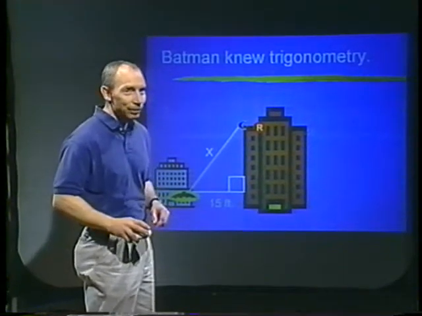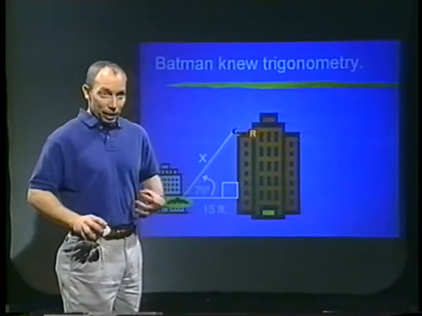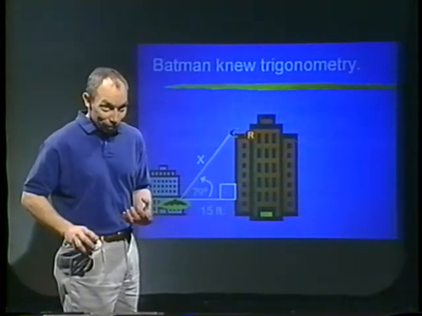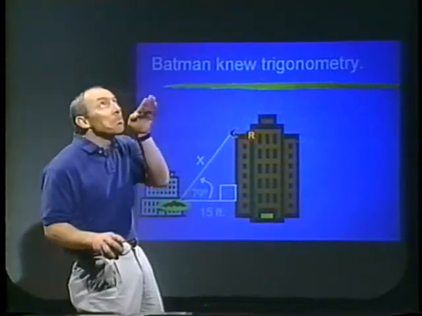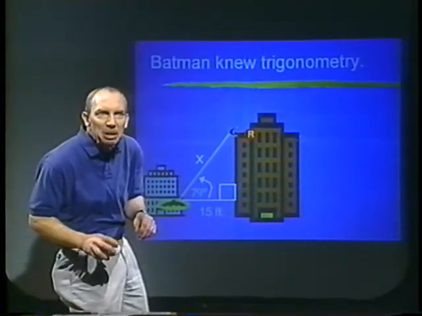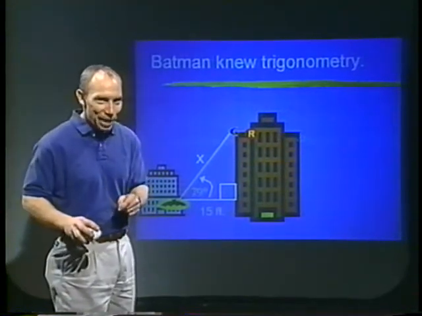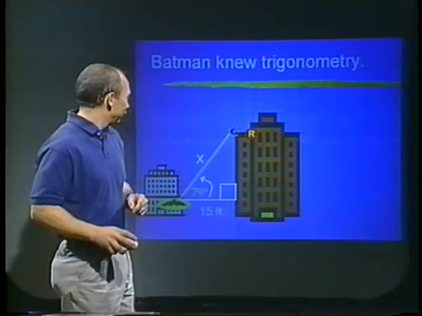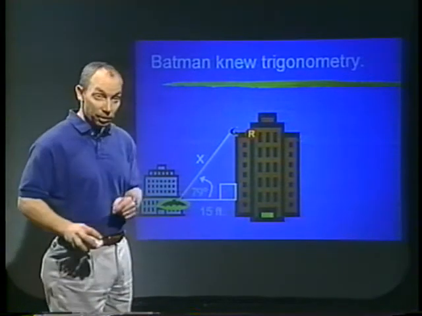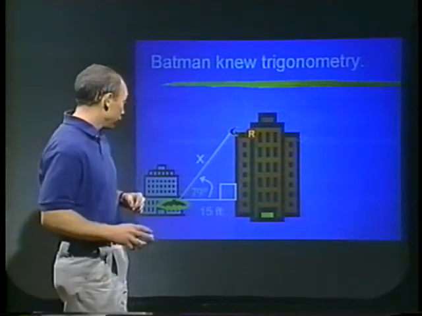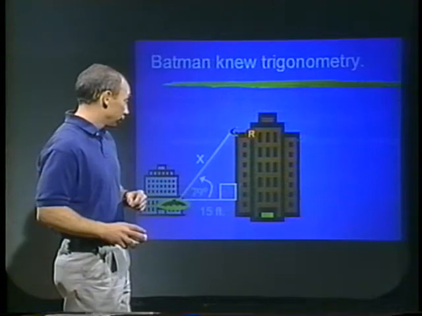And of course, here he is standing here. He could pull out his bat protractor he had in that belt. He had everything in that belt, okay? Bat protractor, and he could measure, and it was close, 79 degrees, okay? And then this guy, he graduated, Batman. He knew, let's see, what do we have in this case? We've got the hypotenuse, which is what X is. It's the side opposite the right angle. And in this case, 15 is the adjacent leg.